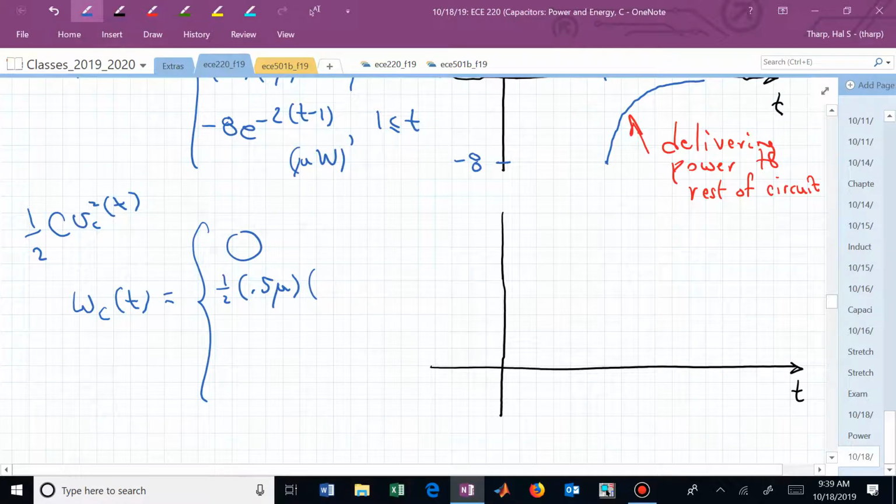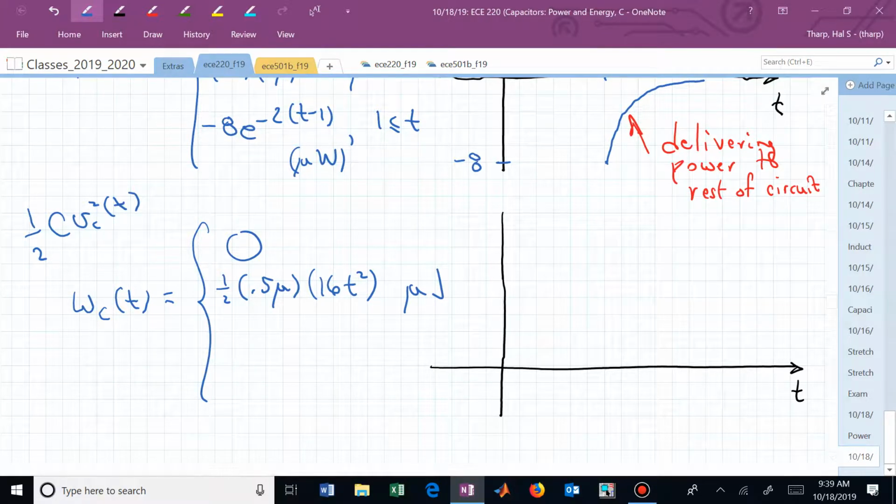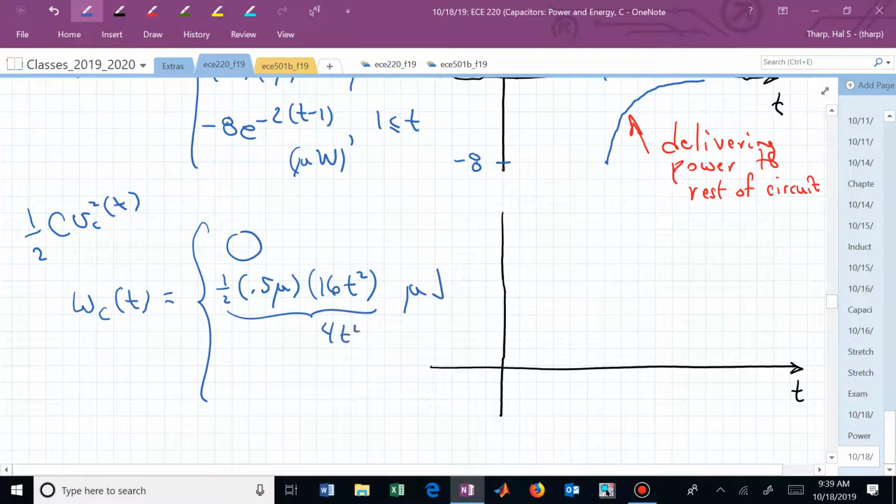Here it was 4t. We square that, it's now 16t squared. And this is now in microjoules. If you combine all of those, you have 1/2 times 1/2, which is 1/4 times 16. This actually ends up being 4t squared microjoules between 0 and 1.